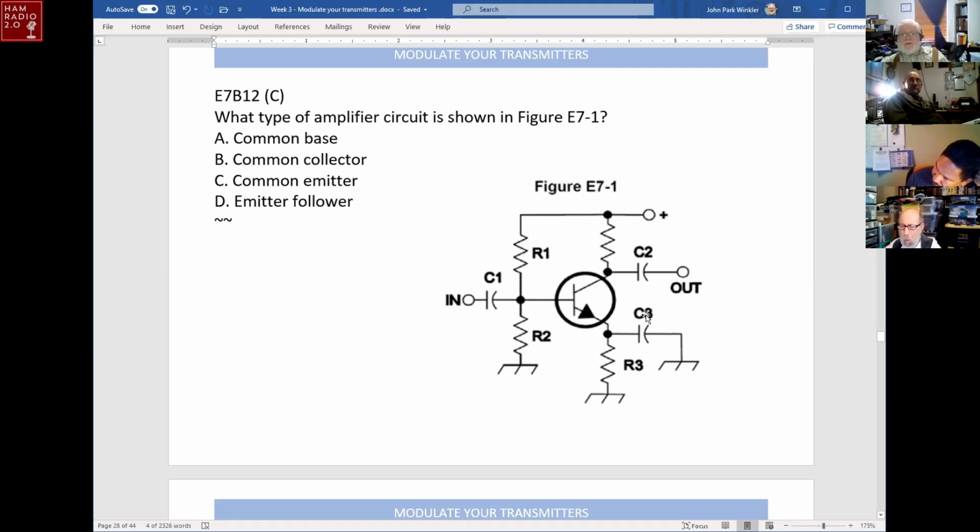So this circuit is not an emitter follower. An emitter follower would have no resistance in the collector circuit. So you can eliminate the emitter follower. So it's a common amplifier of some kind, obviously. So which of these is the signal basically grounded? Is it the base, the collector, or the emitter?